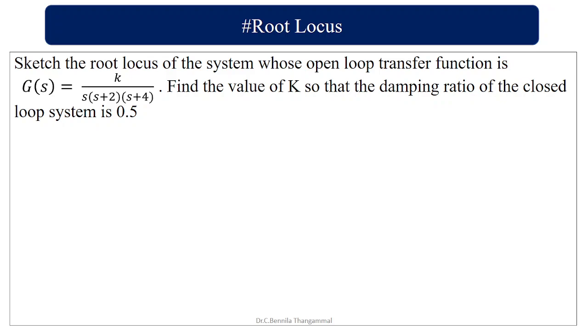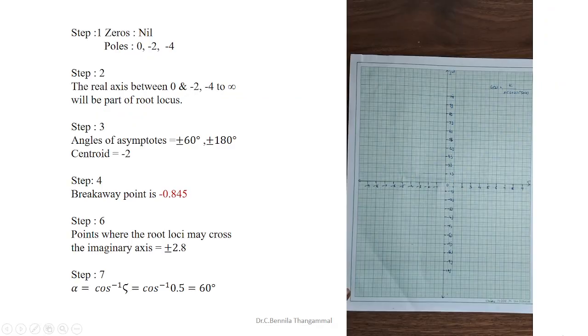To sketch the root locus of the system whose open loop transfer function is G(s) = K divided by s(s+2)(s+4), find the value of K so that the damping ratio of the closed loop system is 0.5. In the previous lecture we solved this in detail using a step-by-step procedure and found the value. In this video we are going to see how to draw the graph. We have already found all the values in the previous lecture. I have included the link of that video in the description. Now we can sketch the graph.